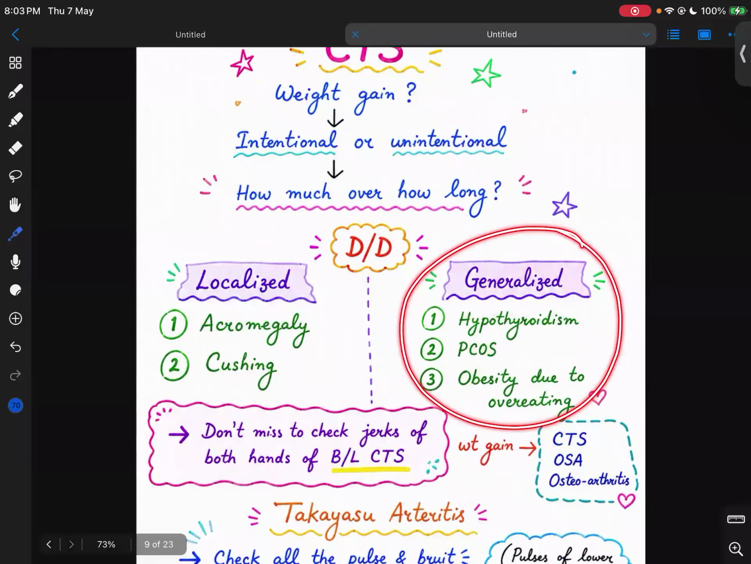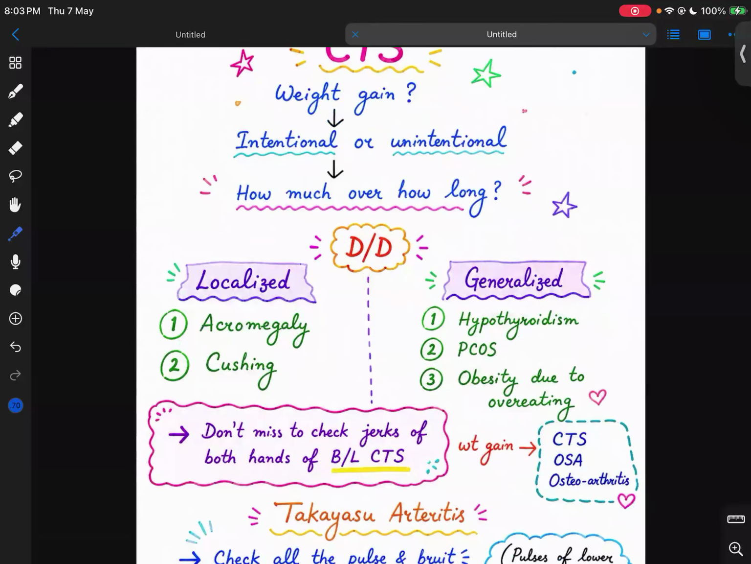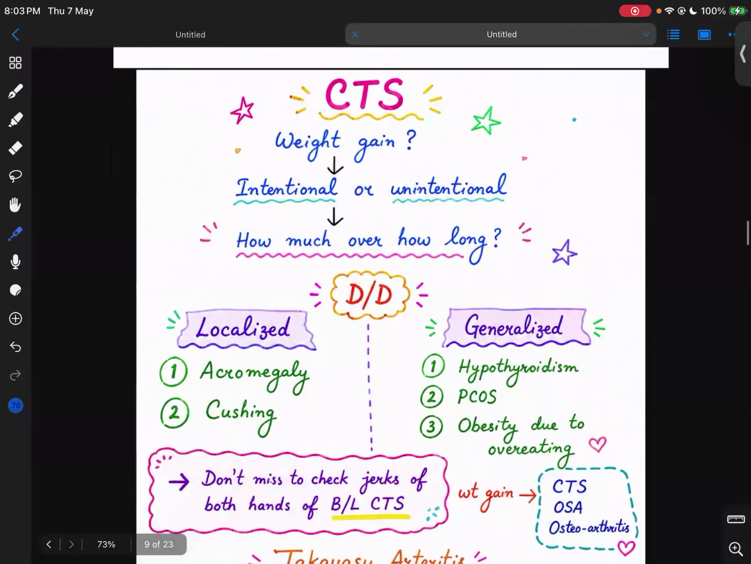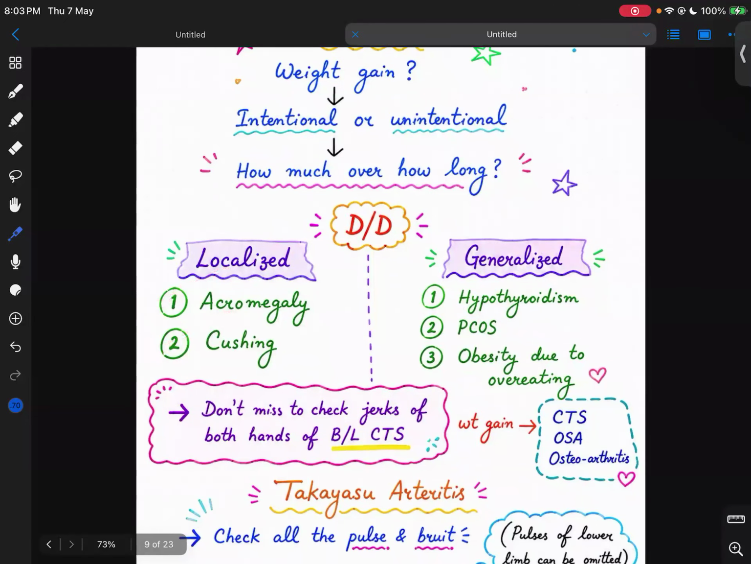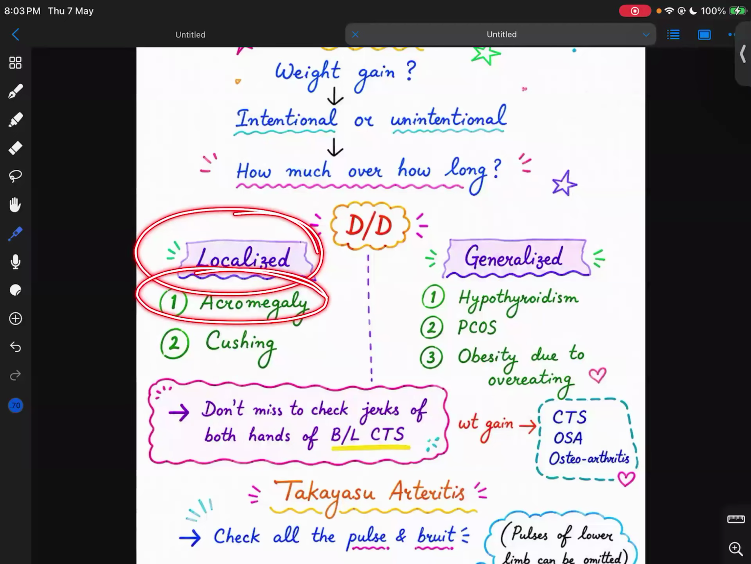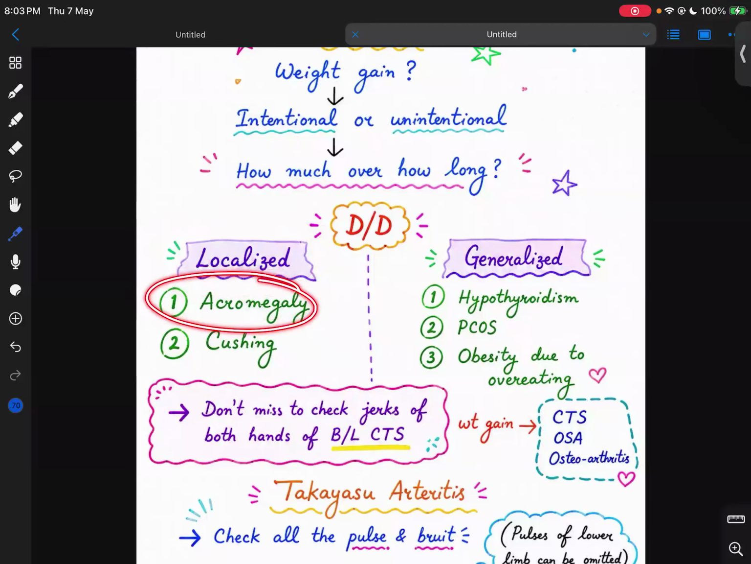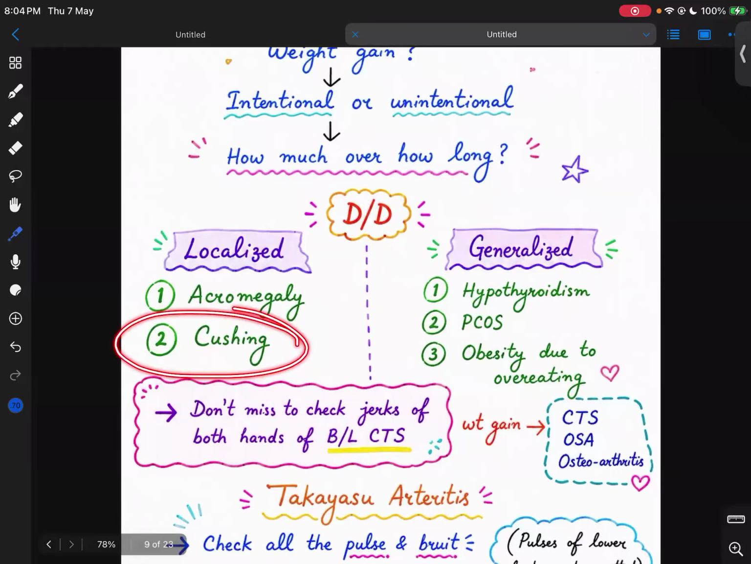So if it is generalized, the differential diagnoses are hypothyroidism, polycystic ovarian syndrome, and obesity due to overeating. But if the cause is localized, it is due to acromegaly or Cushing. I'm again repeating the screening question for localized weight gain. For acromegaly, we have to ask, have you noticed your hands and feet are getting larger day by day? And for Cushing, you have to ask, have you noticed you have put on weight, particularly on your face, back of the neck, around your trunk and tummy?